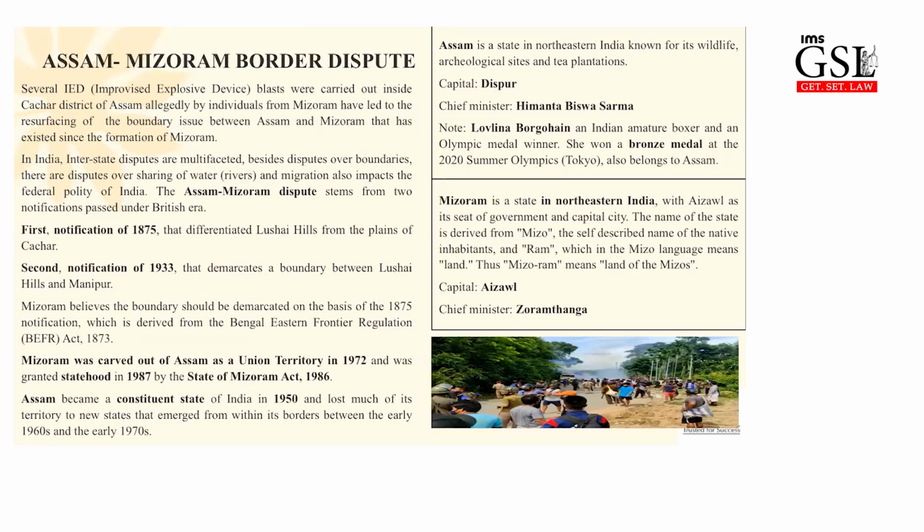Mizoram, of course, was carved out of Assam back in 1972 and was granted statehood in 1987. Assam became a constituent state of India in 1950 and lost much of its territories to new states that emerged from within its boundary between early 1960s and 70s. All right, let's look at the political dispensation. Assam is a state in northeastern India known for its wildlife, archaeological sites, and tea plantations. Capital is Dispur. Chief Minister Himanta Biswa Sharma.